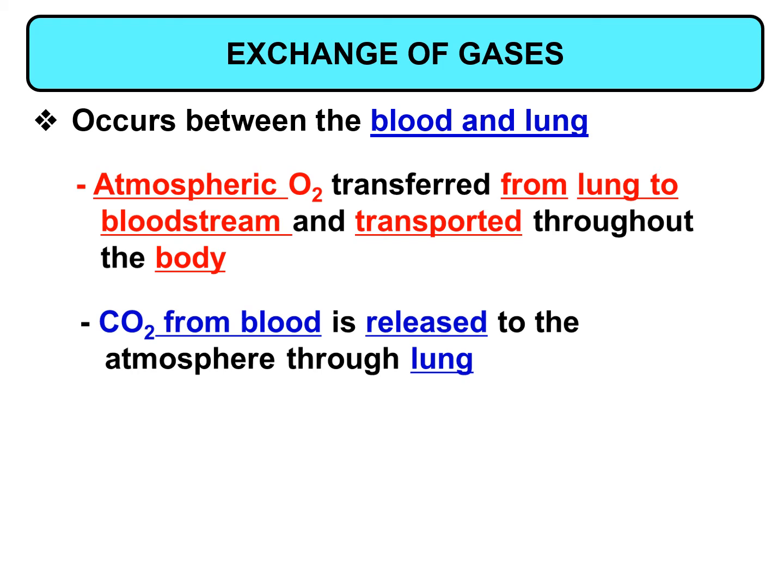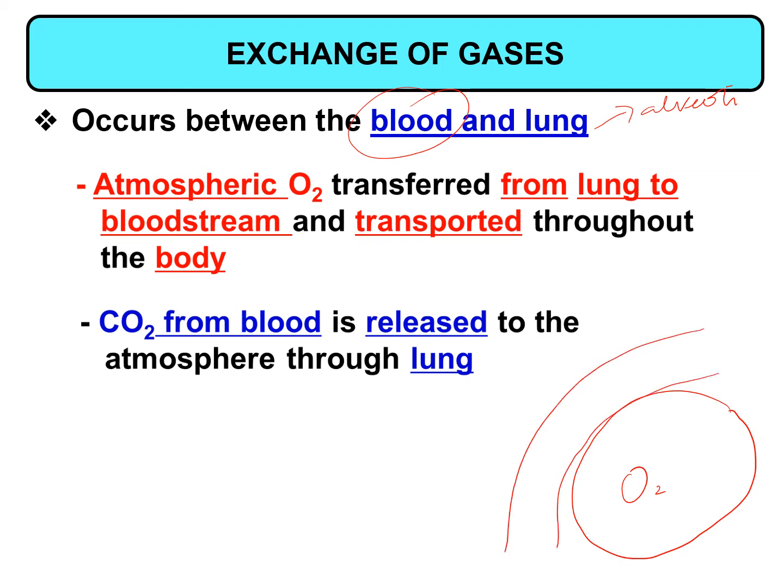The exchange of gases occurs between the blood and the lung, the lung being the alveoli specifically, and the blood itself. The blood is in the blood capillary, and the blood capillaries are surrounding the lung, the alveoli. Yeah? The atmospheric oxygen is transferred from lung to bloodstream. Okay, let's say this is the alveoli. This is the chamber where the oxygen comes from the atmosphere, and this is the blood capillary, and we have the erythrocyte in the blood capillary.